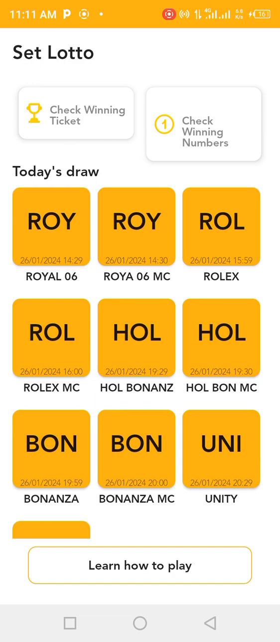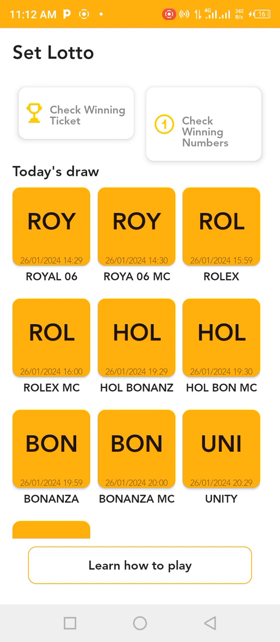If you do direct two, you pick any two numbers, direct two games are 240 Naira. Pick any two numbers and you stake any amount on it, that is times 240. If you stake 100 Naira on direct two, 100 Naira times 240 will give you 24,000. If you're staking 200 Naira on direct two, that is 200 times 240, that would be 48,000. And if you are staking 500 Naira, that is 500 Naira times 240, which will give you 120,000 Naira.